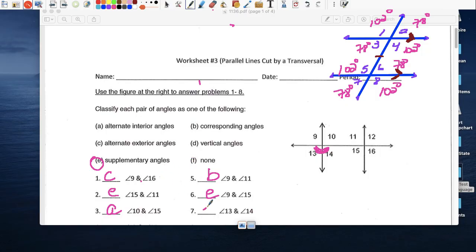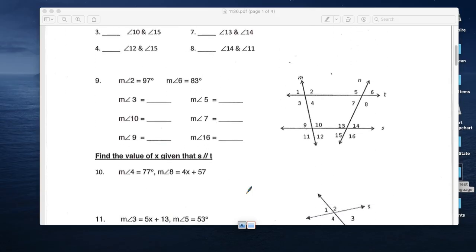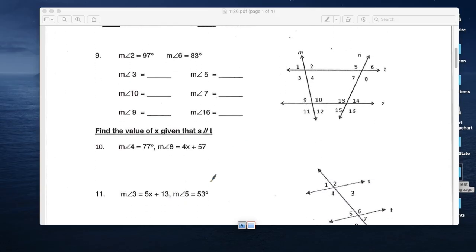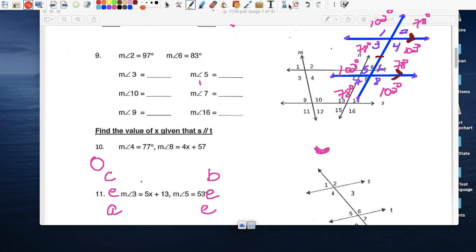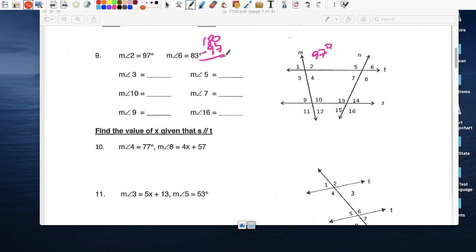So this is easy. Angle 2 is 97. So knowing one angle, if this is 97 degrees, guess what? I can find out what angle 1 is. If I do 180 minus 97, 10 minus 7 is 3, 17 minus 9 is 8. So that makes angle 1 83.